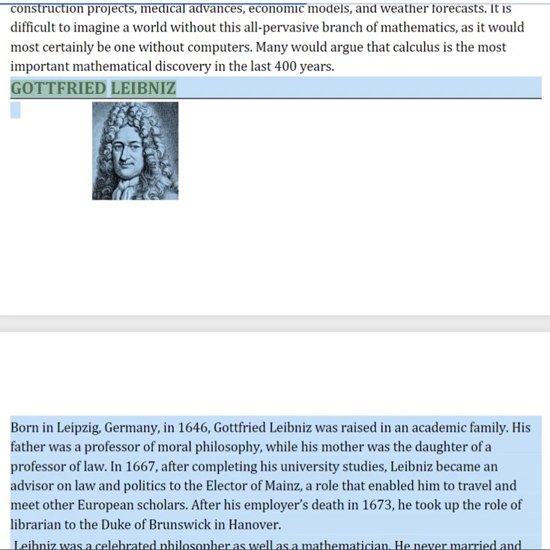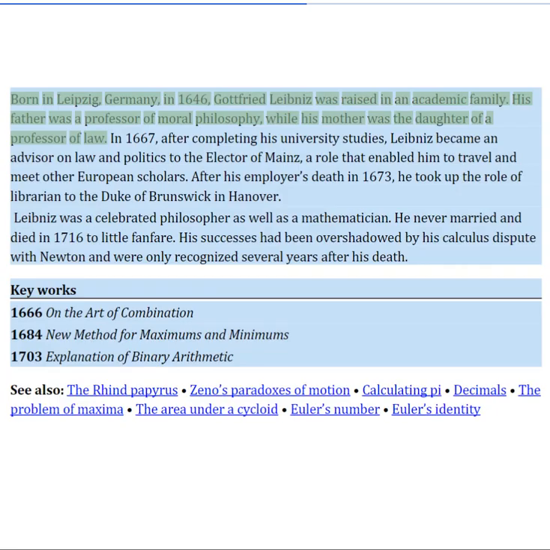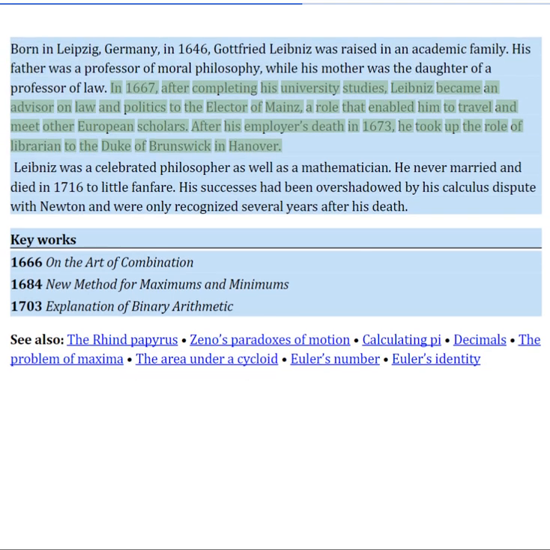Gottfried Leibniz. Born in Leipzig, Germany, in 1646, Gottfried Leibniz was raised in an academic family. His father was a professor of moral philosophy, while his mother was the daughter of a professor of law. In 1667, after completing his university studies, Leibniz became an advisor on law and politics to the Elector of Mainz, a role that enabled him to travel and meet other European scholars. After his employer's death in 1673, he took up the role of librarian to the Duke of Brunswick in Hanover.